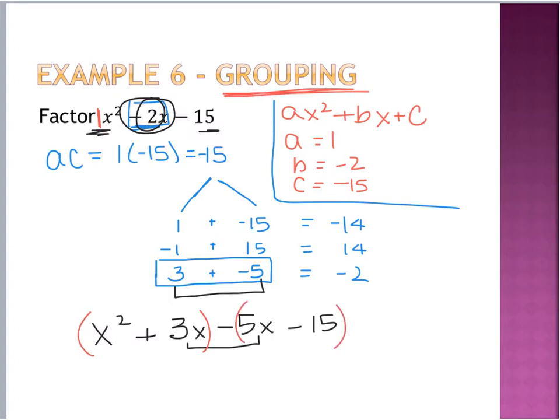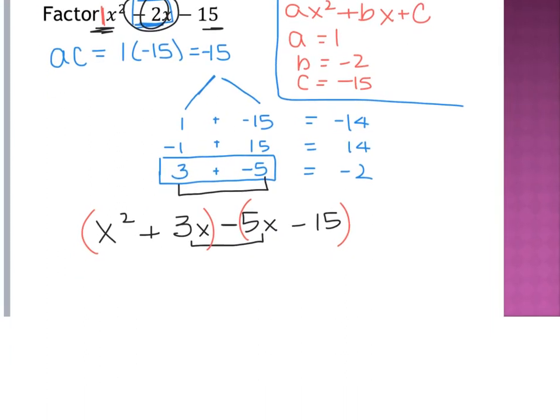Now by making my two groups, what I can do is try to see if I can get two groups that would be the same. So when I look at my first group here, I have an x squared and a 3x. I can factor an x out of both of those, and that leaves me with x plus 3. Then when I look at my next group, I'm going to be taking a negative out, and I can take a negative 5 out of both 5x and 15.